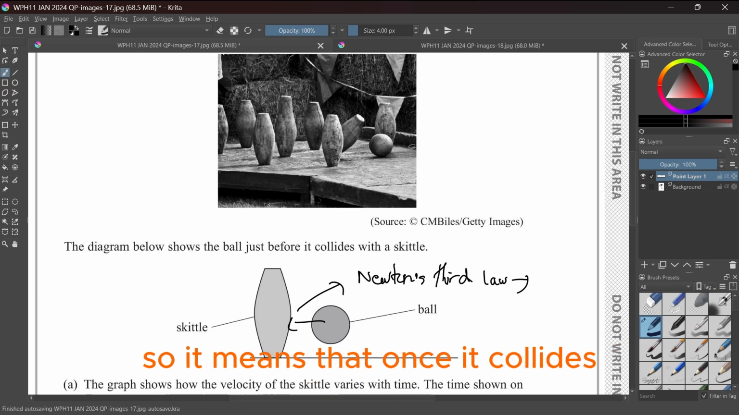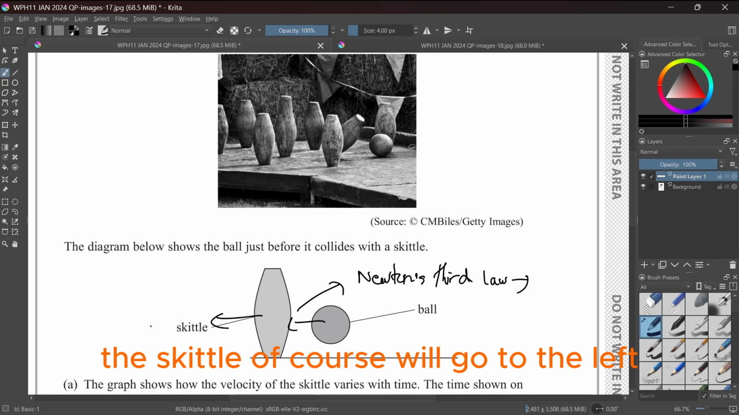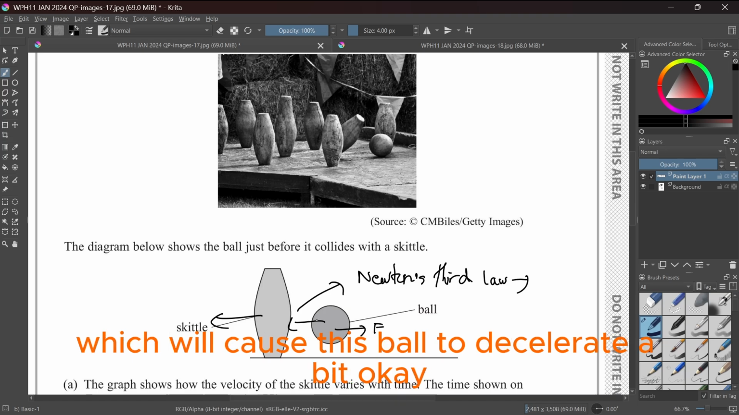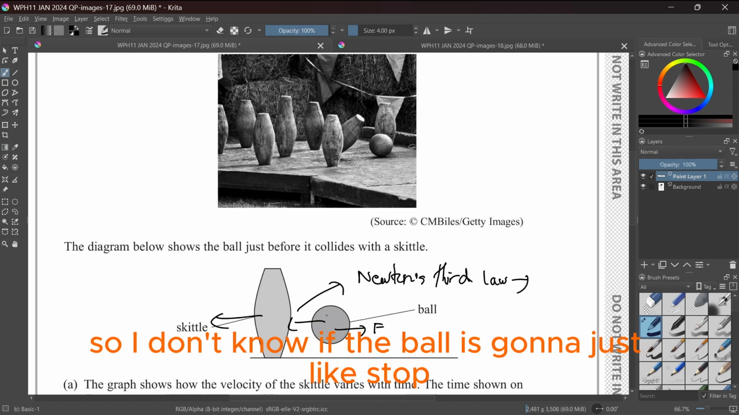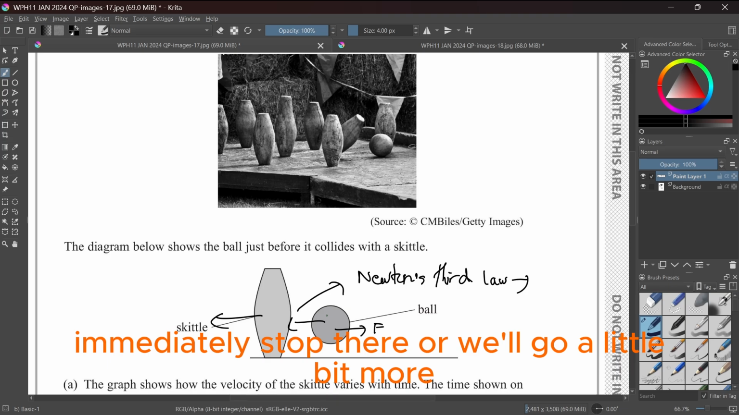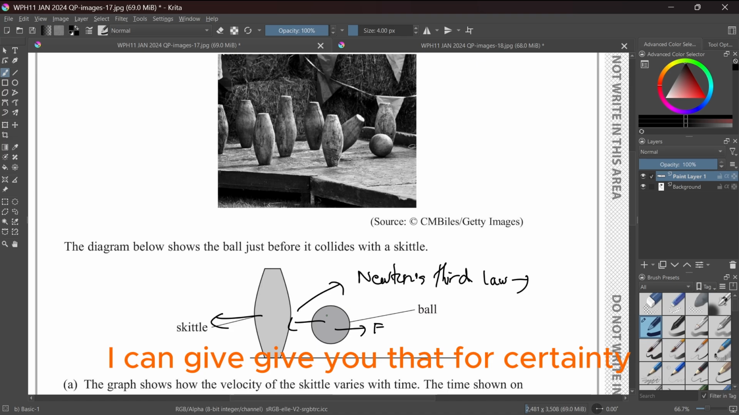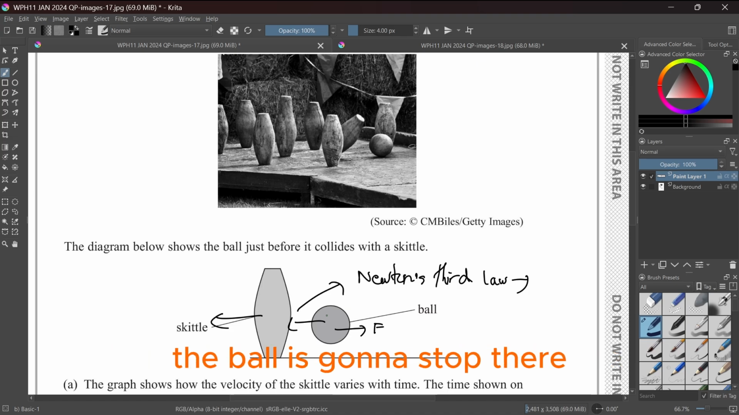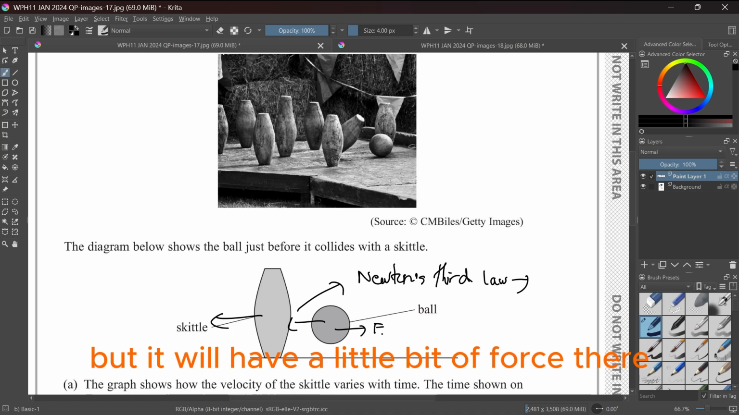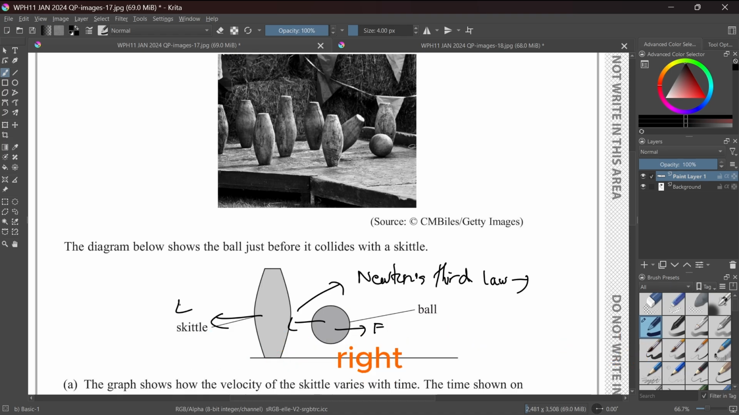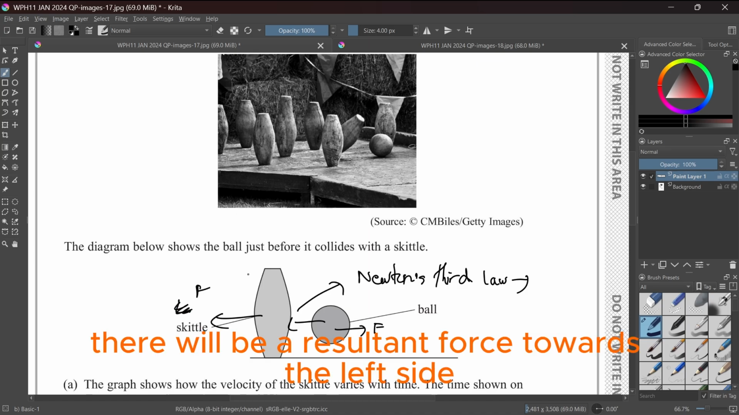So it means that once it collides, the skittle of course will go to the left, and there will be a little bit of force to the right which will cause this ball to decelerate a bit. I don't know if the ball is gonna stop immediately or go a little bit more right, but it's gonna decelerate 100% for sure. I can give you that for certainty. So it will have a little bit of force there, so it will decelerate, and the skittle will go to the left side, right? There will be a resultant force towards the left side.